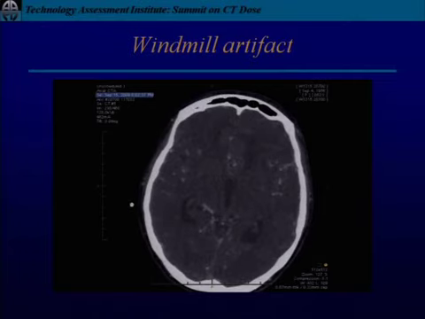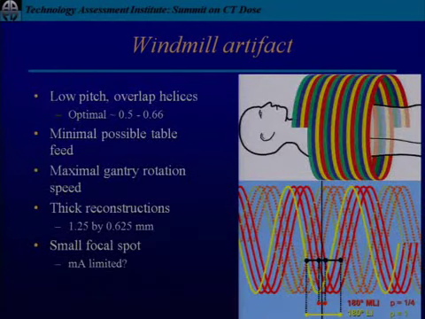Windmill artifact. If I play it a few times, you'll start seizing or something. Everybody has seen this artifact. The reason is you're not capturing the dense object in all the projections. This thing will go away if you change it to axial scanning.